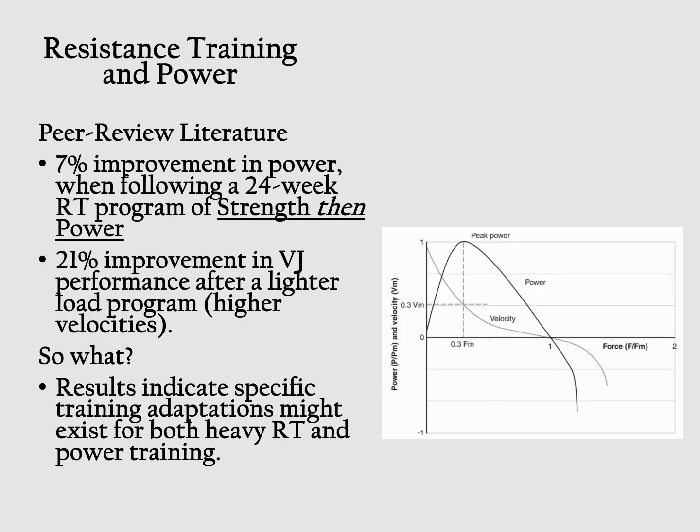In terms of training, we have a number of studies that have shown improvement in power activity, such as a vertical jump, following a strength training program. Because we keep saying that, yes, strength is important, but it doesn't directly translate to power. However, it's still critical to remember that strength, then power, or strength, then velocity to influence power is key. There was a 7% improvement in power when following a 24-week resistance training program. There was also a 21% improvement in vertical jump performance after a lighter load program, meaning higher velocities.